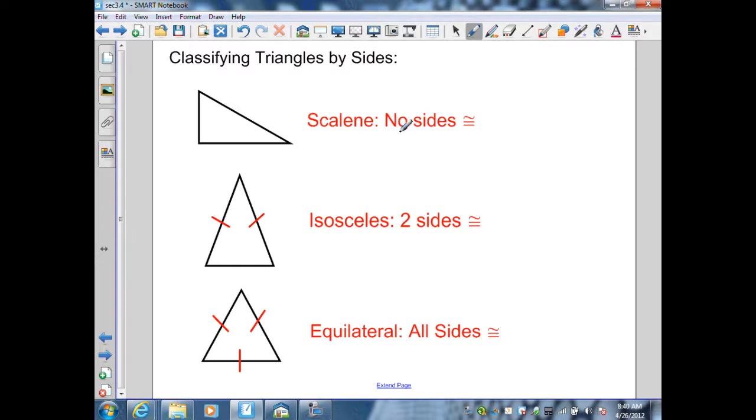Here I have a scalene triangle. That means I have no sides congruent. Next, I have an isosceles triangle. In an isosceles triangle, we have two sides that are congruent. And finally, an equilateral triangle. In this triangle, all sides are congruent.